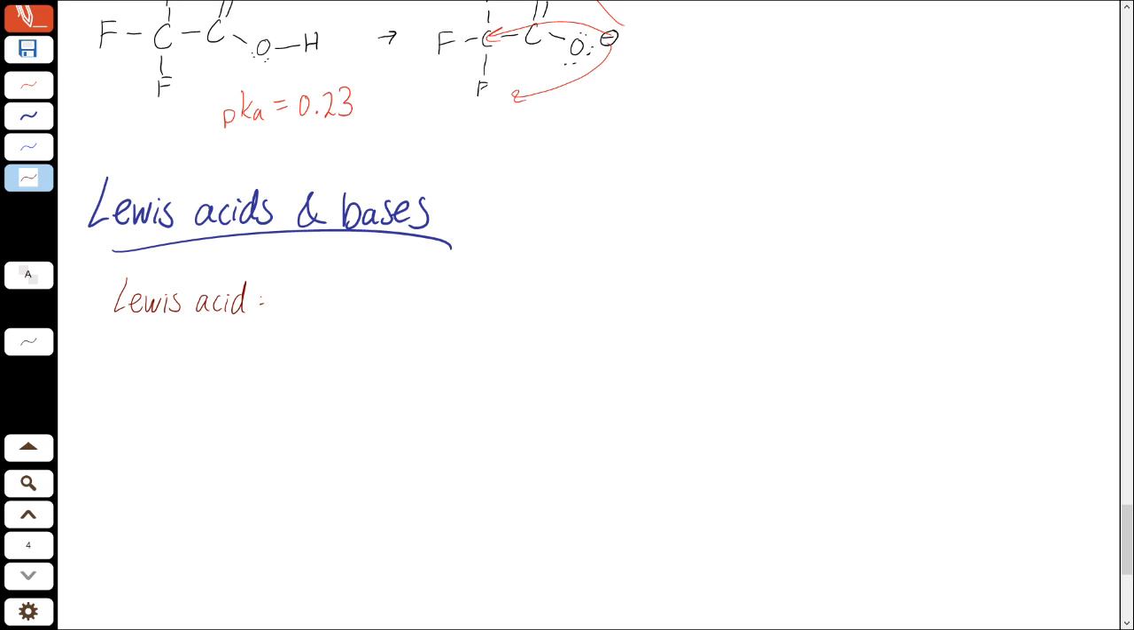as an electron acceptor and a Lewis base is defined as an electron donor. So instead of dealing with H's now, we're talking about electrons. And because we're talking about donating and accepting electrons, we're talking about making new bonds, making chemical bonds. So this has a lot more applicability to other types of reactivity.